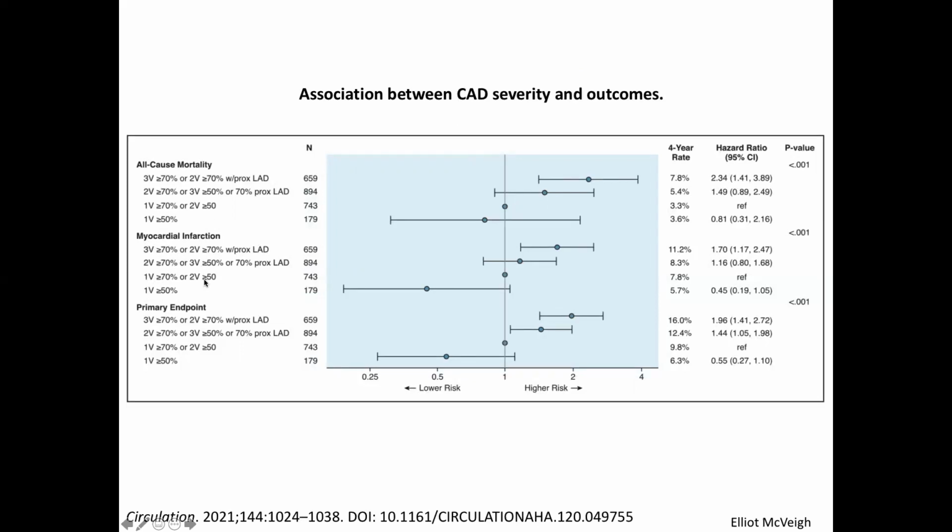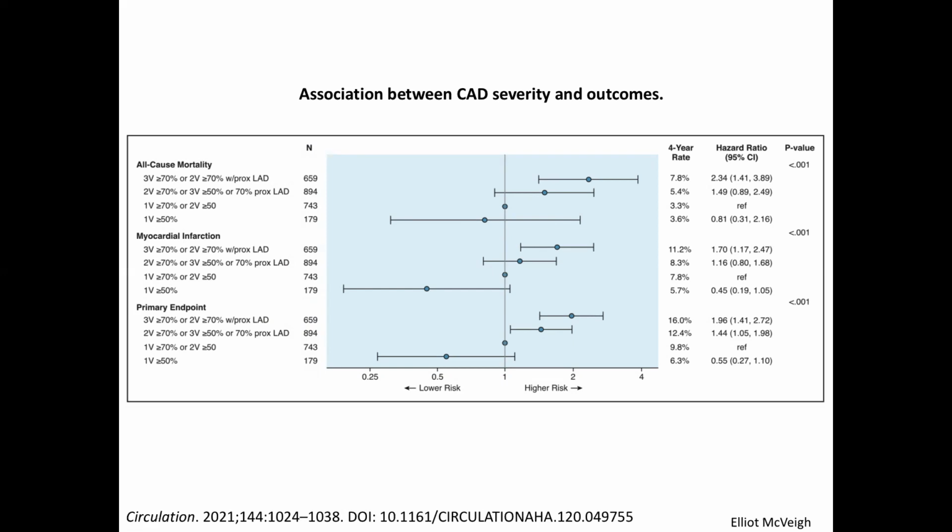And then when you look at CAD severity by cath, 3 vessels with greater than 70%, these are kind of complex because you've got a lot of geometry. You say, how many lesions do I have? Where are they? This is the most severe. You've got 3 vessels, each with a lesion, or you have 2 vessels with a lesion and one of them is the proximal LAD. So that's a serious thing. And that says you've got way higher risk than this person down here that doesn't have disease, right? So that was an outcome for the imaging people.